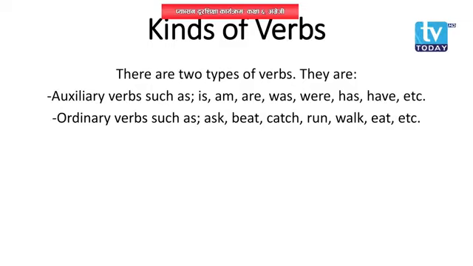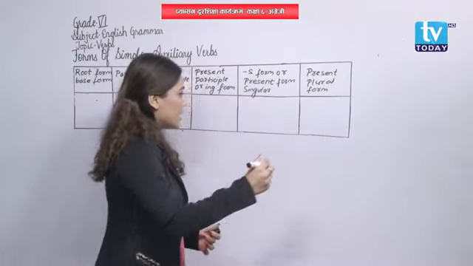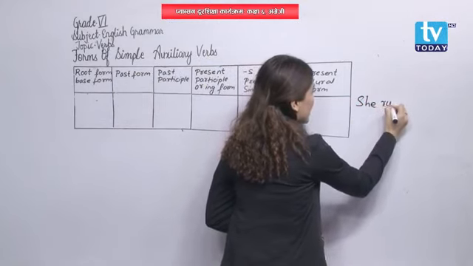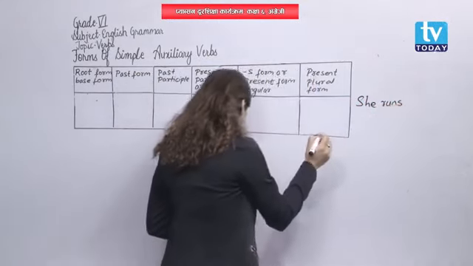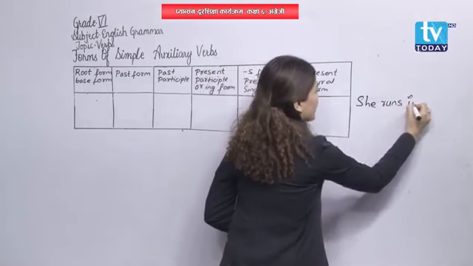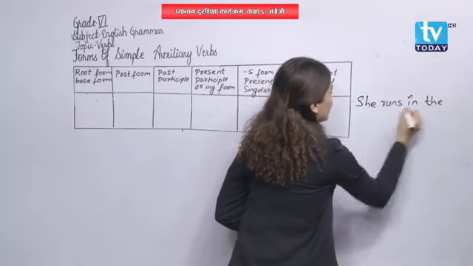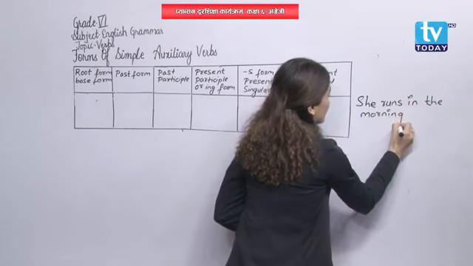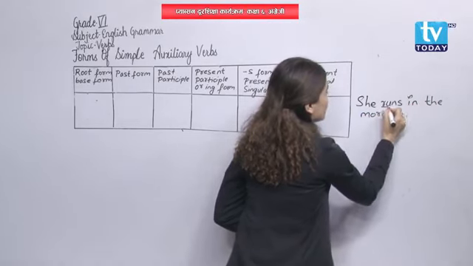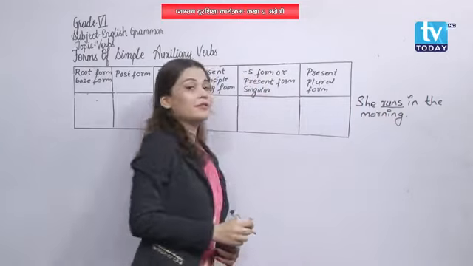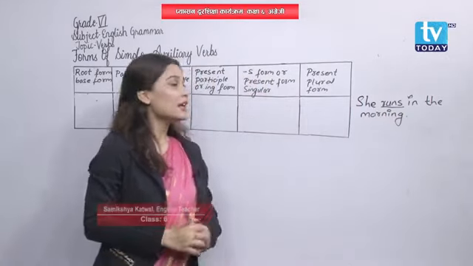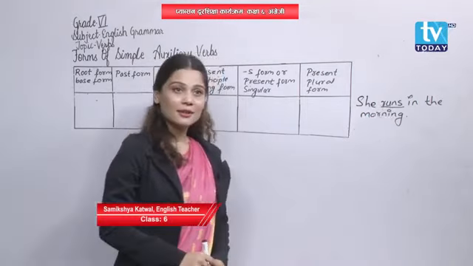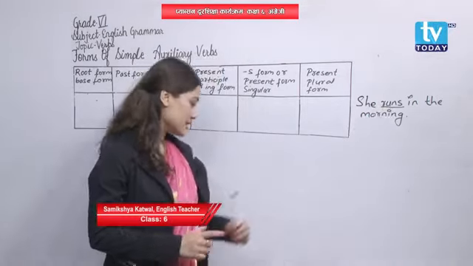First of all, you can look at a few examples over here, like R-U-N-S, runs. She runs in the morning. This word, runs, describes the sentence. Yes or no? This word describes the whole sentence. That's why runs is a verb.